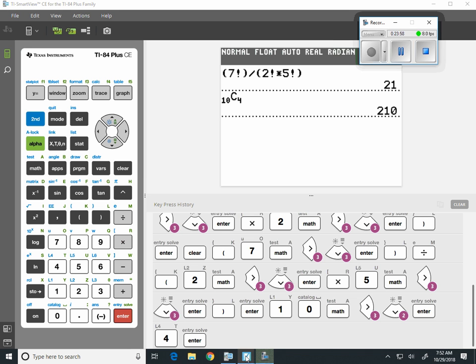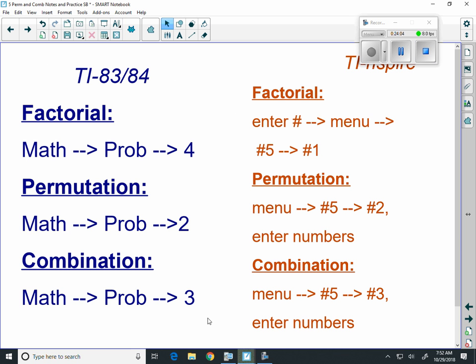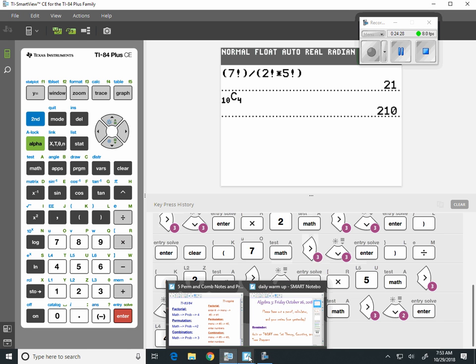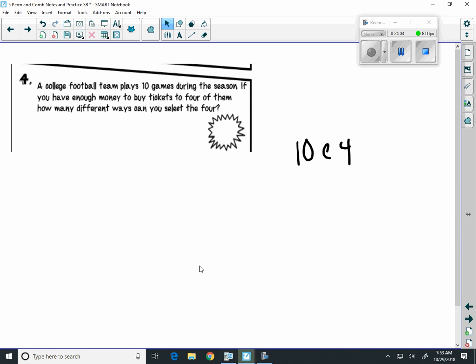Anybody not getting 210? Okay, really fast for my TI-Nspire friends. Here is your combination. Menu, 5, 3. And then you can enter the numbers. So for your TI-Nspire, menu number 5, which is probability. Instead of choosing 1 for factorial, you're going to choose number 3 for combination. Permutations we may do, but those get a little weird in the calculator, just because of the options at the bottom. So we're not going to worry about that too much for right now. All right, what did I get? 210. Any questions?